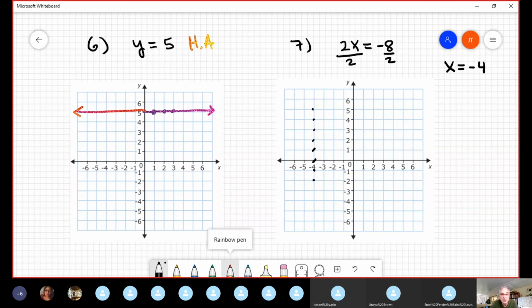Let me connect it using another more elegant color. Galaxy pen. I don't know what the galaxy is. Wow, this is a vertical line. Okay, super, guys.